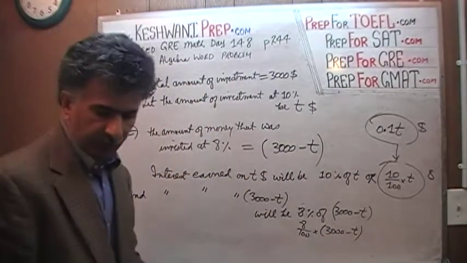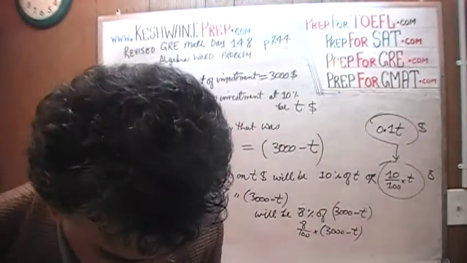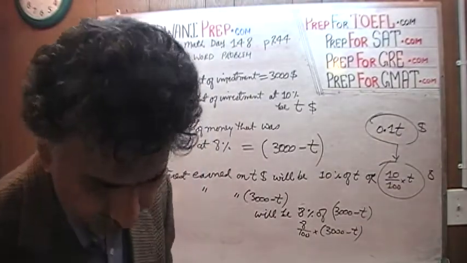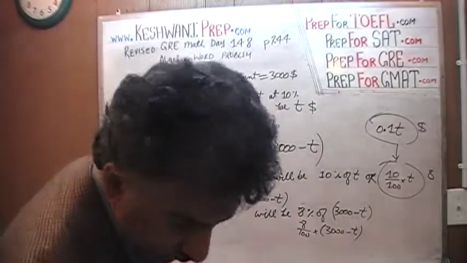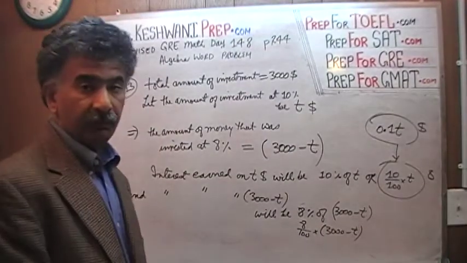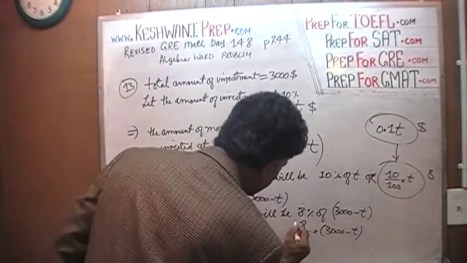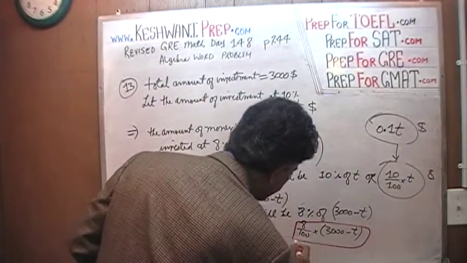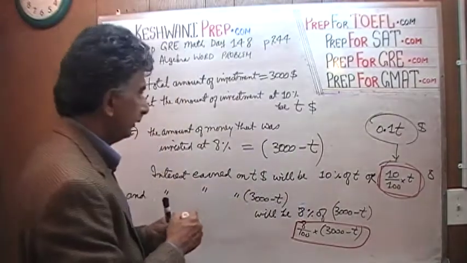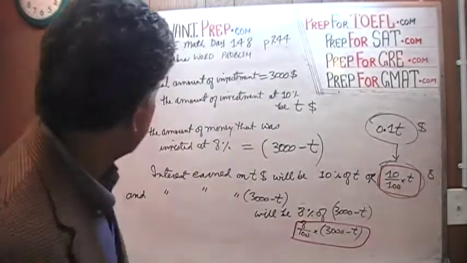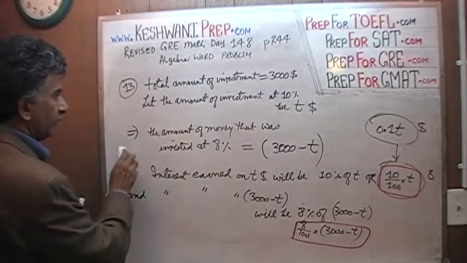We add these two figures together, and they better add up to what they're telling us they add up to. They're telling us that the total amount of interest that we earned was $256. So when we add them together, we'll get 256, and that's our equation. This amount and this amount. Let's add them together. We need the room, so we have to erase the top part.